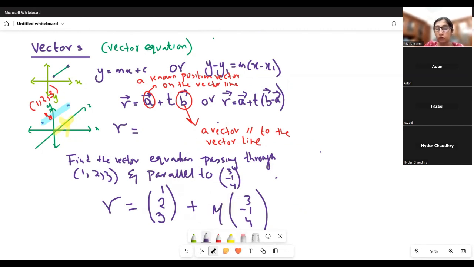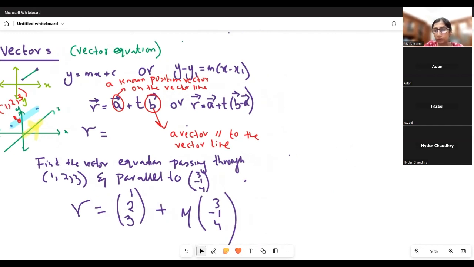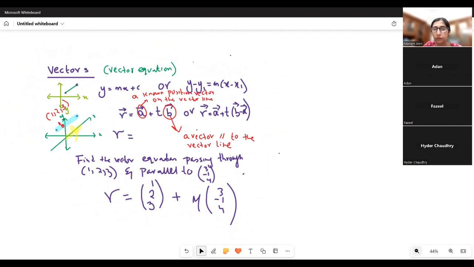And especially if there are two vector equations, one has mu and the other has lambda. So I think I'll also stick to mu and lambda. But I think in the book, it's mostly t. Although it does not make any difference what variable you're using. Okay. So this is going to be r equals (1, 2, 3) plus mu times (3, -1, 4). Any questions here? Do I need to give you more example questions like this? Should we move on to the second equation?